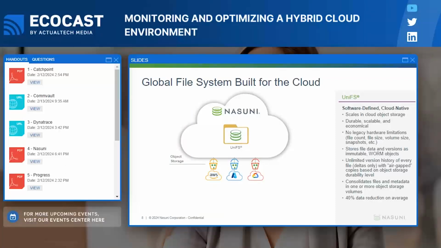So the global file system is all built on top of object store, and the object stores that you can use for a Nasuni volume are the object stores that you have access to in your cloud accounts. So you have an AWS account and you are a Nasuni customer and you want to create a new volume. Well, the first choice you have is, which object store do I want to use? Do I want to use my AWS account for it? Do I want to use my Azure account? Do I want to use my Google account? Do I want to use one of my on-prem object stores?